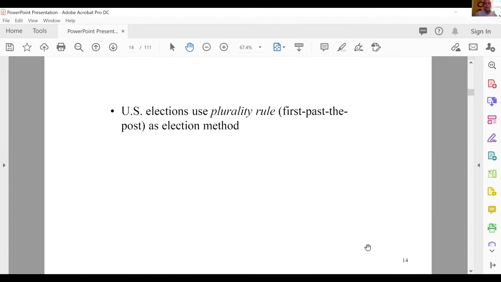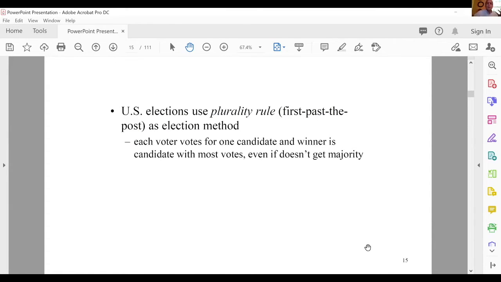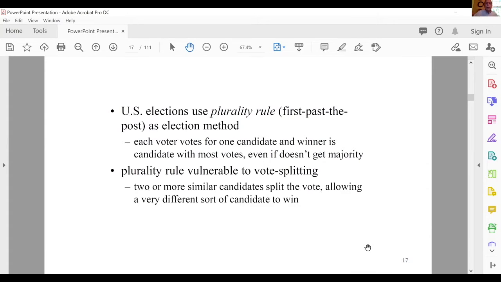So this can happen in the United States because we use what is called plurality rule as our primary election method. It's also sometimes called first past the post. Each voter votes for one candidate, and the winner is simply the candidate with the most votes, even if that's well short of a majority. And as I've just pointed out, plurality rule is highly vulnerable to vote splitting, by which I mean if there are two or more similar candidates, they can split the vote, and that allows a very different sort of candidate, perhaps a less popular candidate, to actually win.